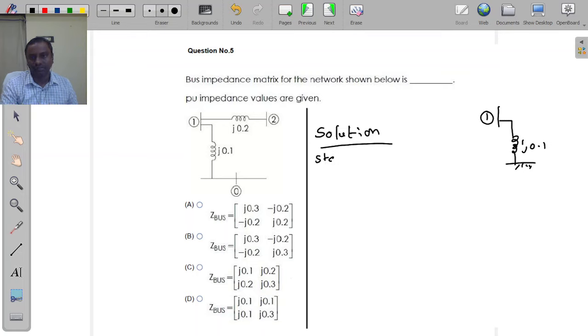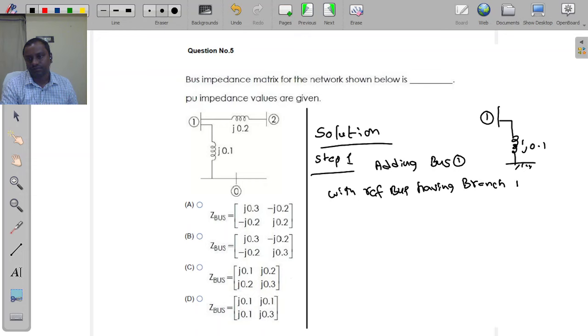Step 1: adding bus 1 with the reference bus, having a branch impedance j0.1. So now the Z bus will become j0.1. This is the 1 by 1 Z bus matrix. Now adding a new bus, step 2.